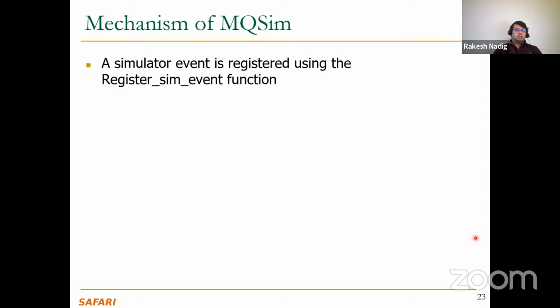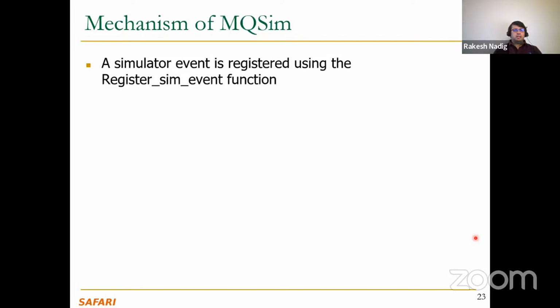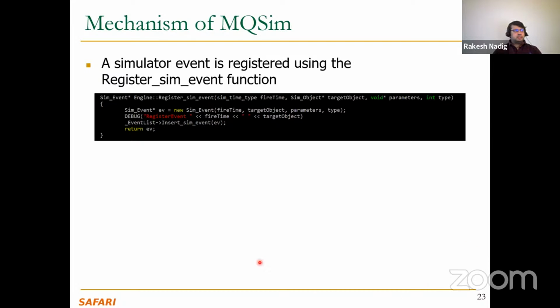Now that we have looked at how to initialize MQSim and how to start the simulation, we'll look at how to add an event into the red black tree. A simulator event is registered using the register sim event function. In the register sim event function, it calls a constructor called sim event with all the different parameters such as fire time, target object, parameters, and type. And then it inserts this event into the red black tree, which is called the event list here.